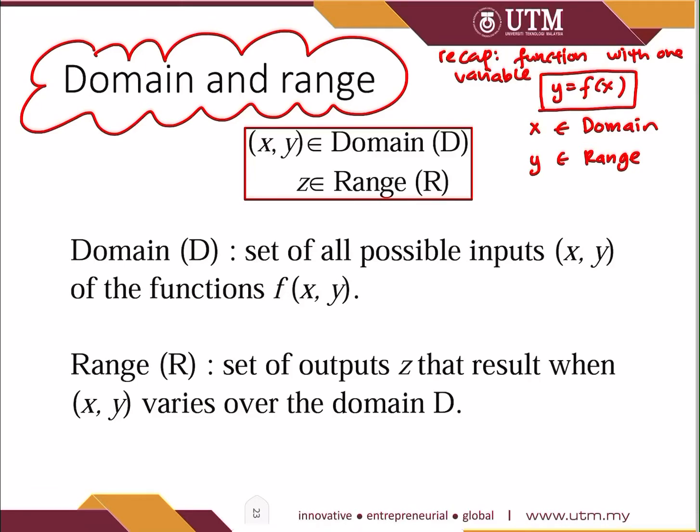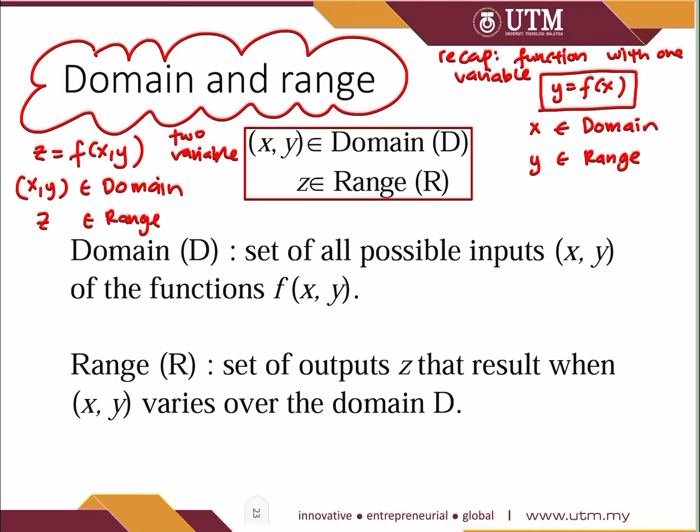This time, we want to look at the domain and the range for z equal to f(x, y). Therefore, the domain will be in terms of x and y. This is the domain, and z will be the range. So it's different between the one variable and the two variable. Okay, so this one is two variable.